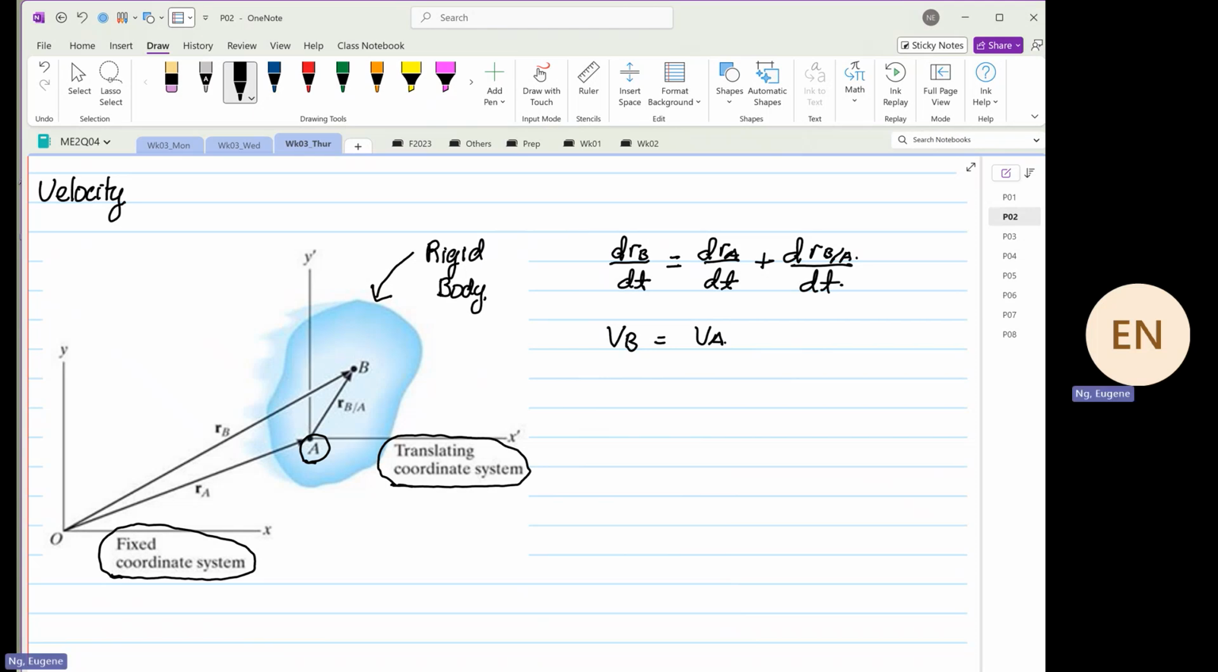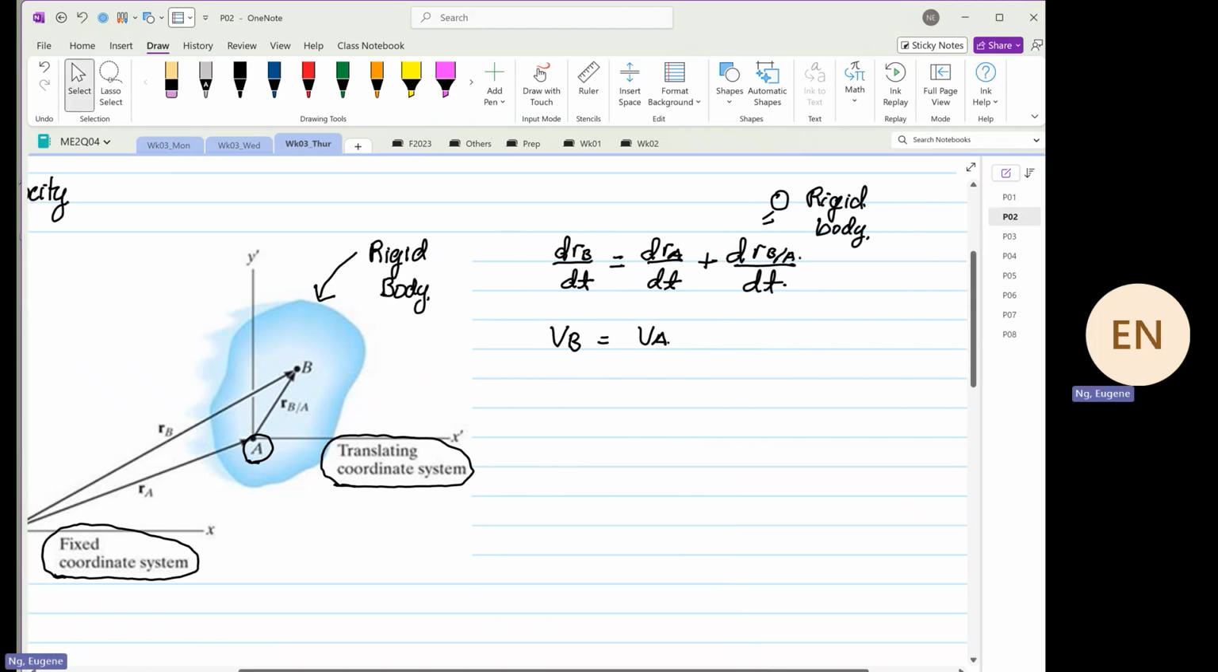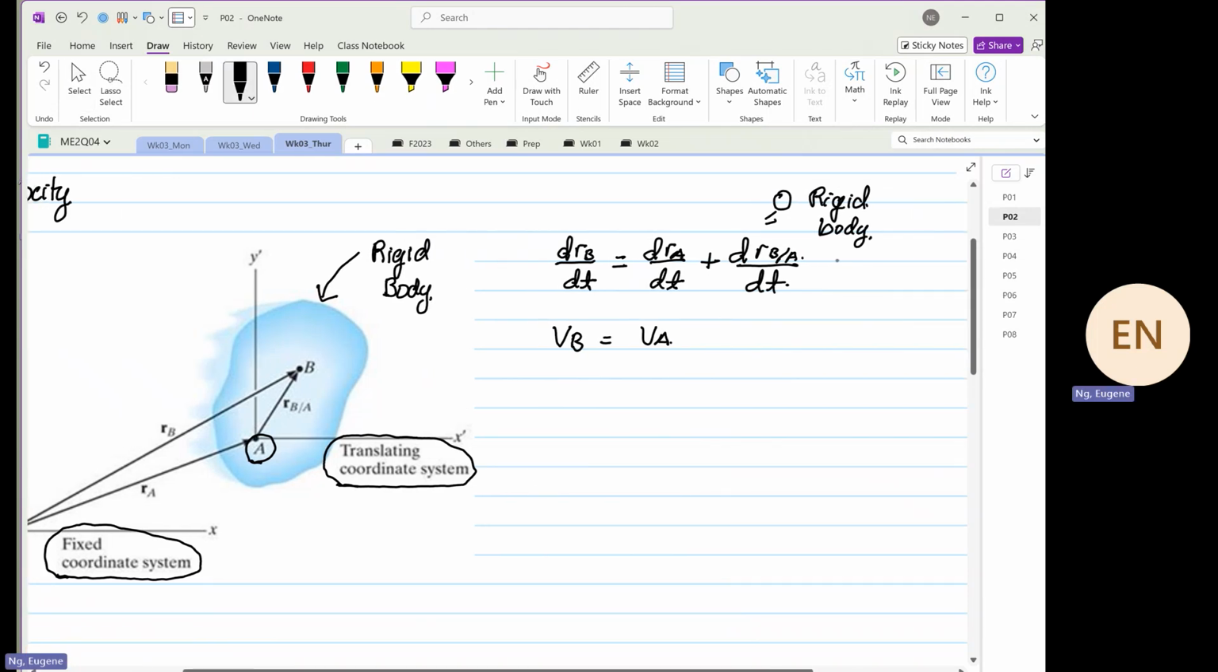Yes, it's equal to 0. Why is it equal to 0? Rigid body. So it's equal to 0. Why? Because it is what? Rigid body. Rigid body means the distance between point B and point A did not change. So this is equal to 0.